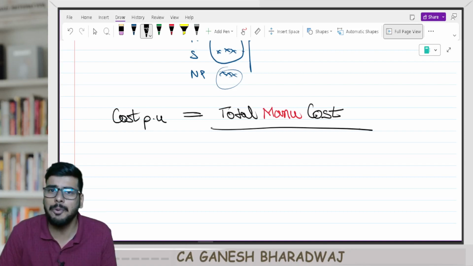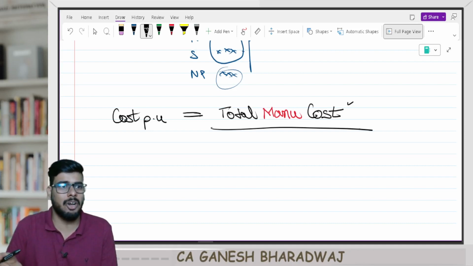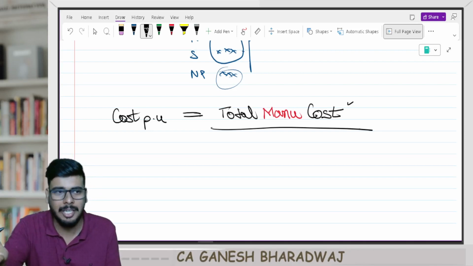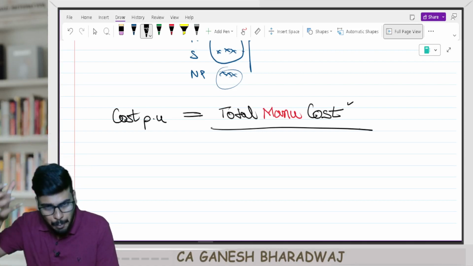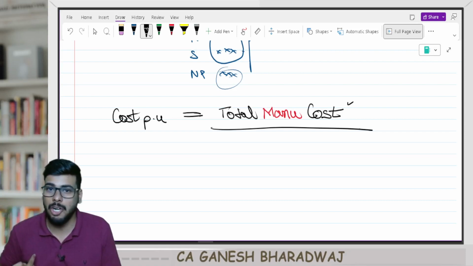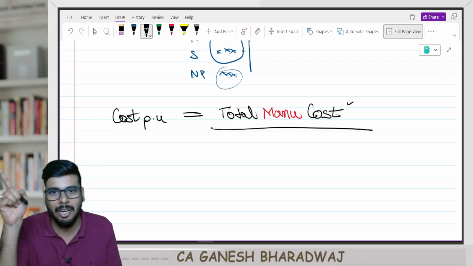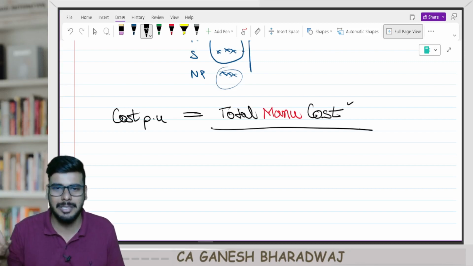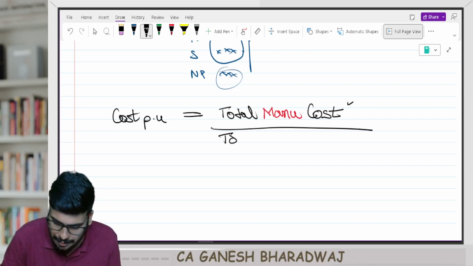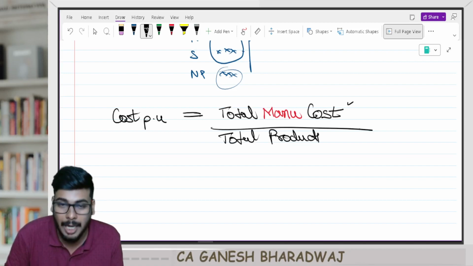Come on, why produced? Logically think. Correct. In the numerator we have the cost incurred to manufacture. Obviously in the denominator you should only have the units for which you incurred the cost, because you are not incurring the cost only with respect to the units sold. You are also incurring the cost in respect of the units unsold. Or in other words, units sold plus unsold is nothing but total production. So divided by total production. Are you clear with this, guys?